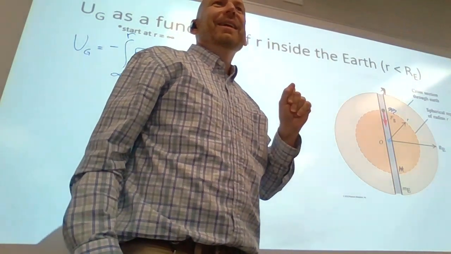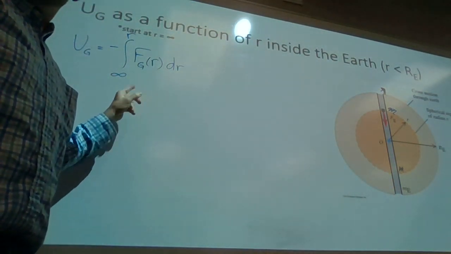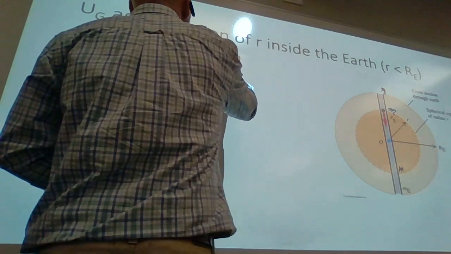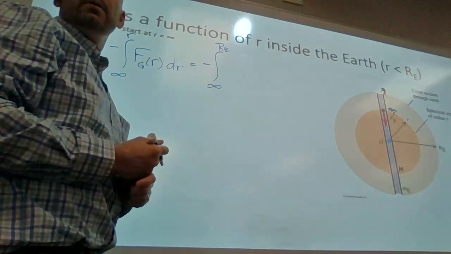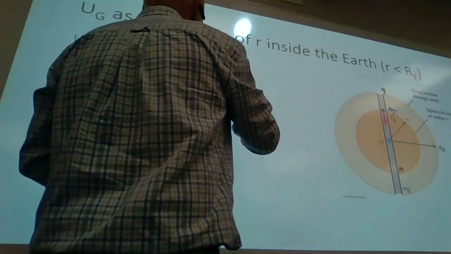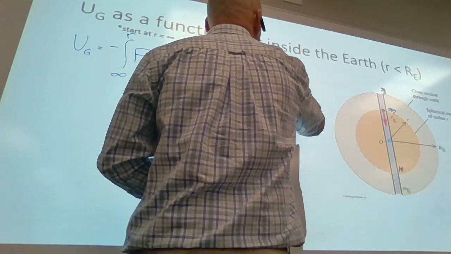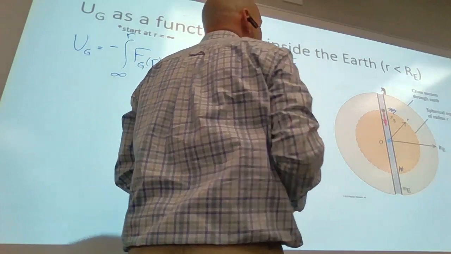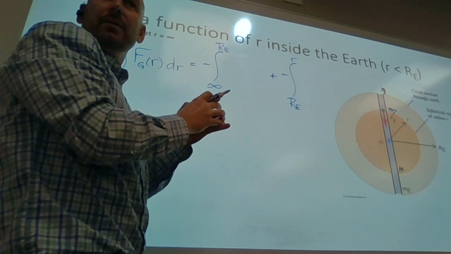So here's how we handle that. We're just summing this, right? We're just adding this. So the way we handle that is this. We go from infinity to the radius of the Earth, and then we're adding a negative from the radius of the Earth to R. That's how we handle that. And we're adding those together.